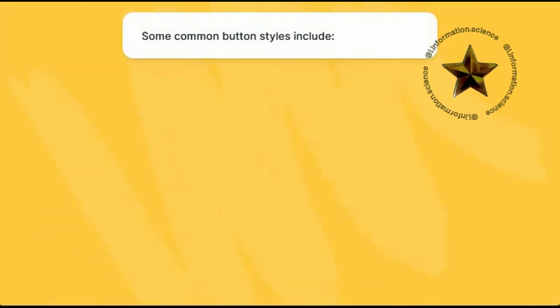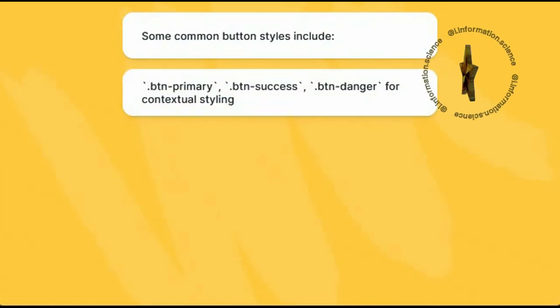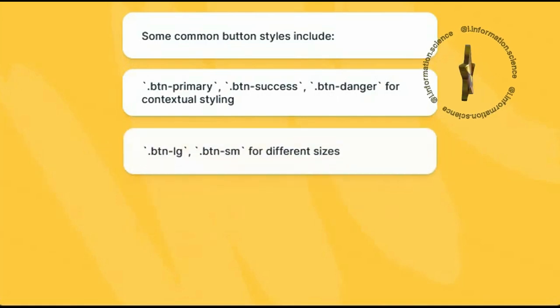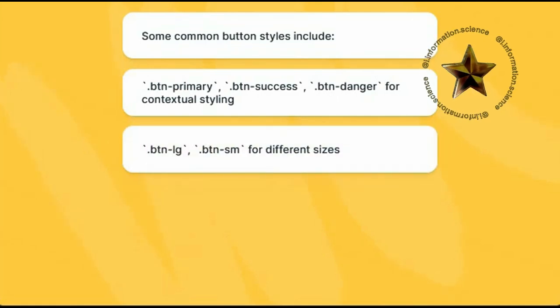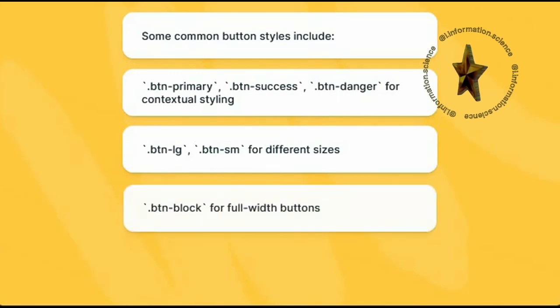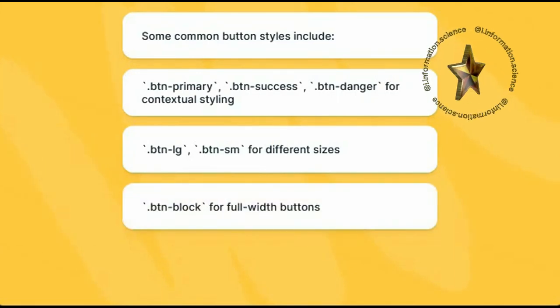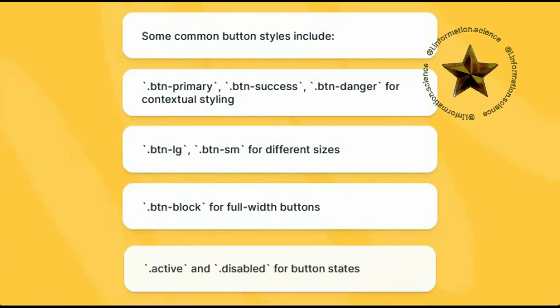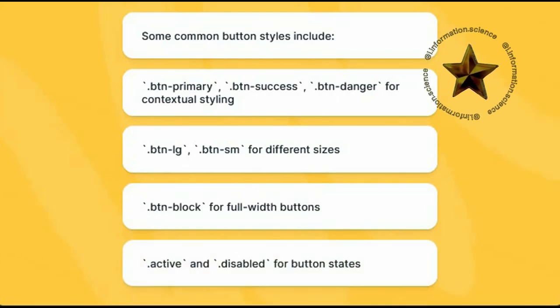Some common button styles include .btn-primary, .btn-success, .btn-danger for contextual styling, .btn-lg, .btn-sm for different sizes, .btn-block for full-width buttons, .active and .disabled for button states.